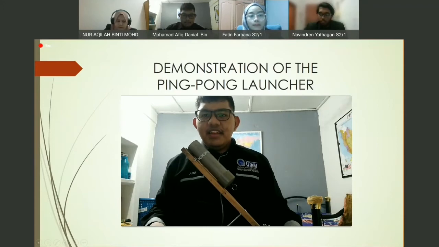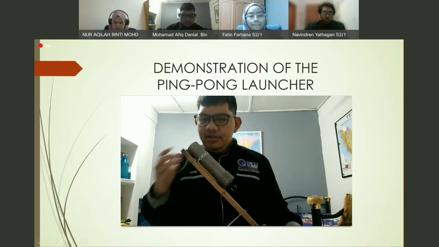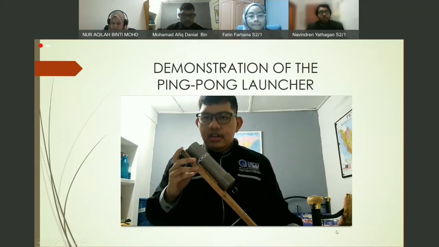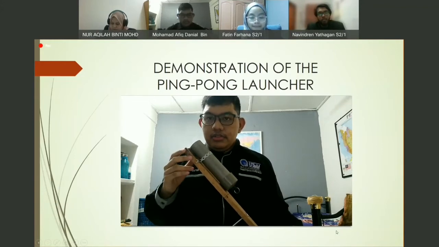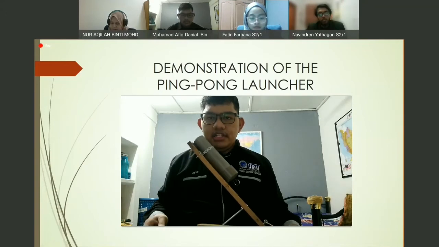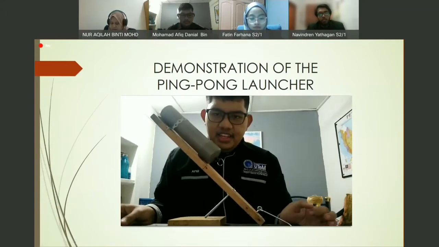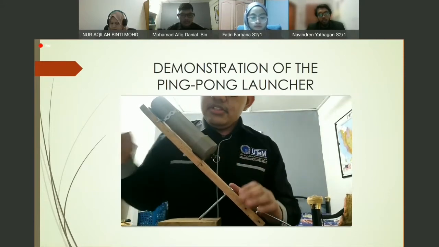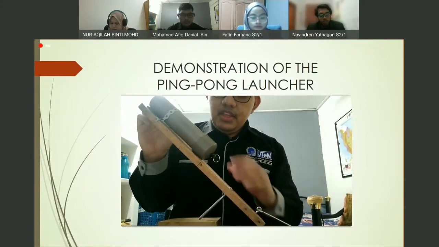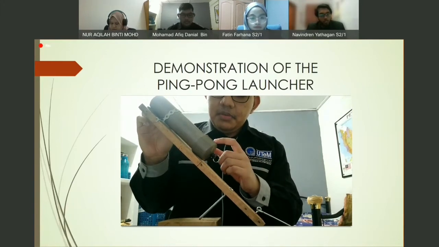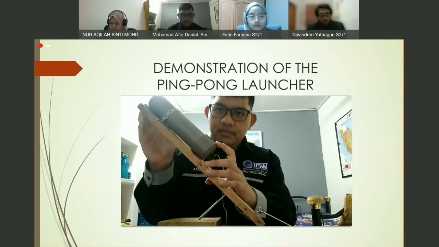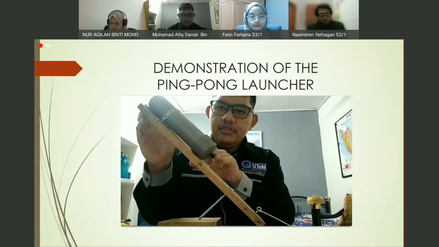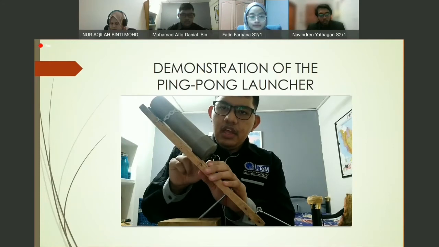Hello, my name is Muhammad bin Nasir. I will introduce to you our ping-pong launcher from my group. As you can see here, we use a PVC tube with a PVC cap here, 40 millimeter. Inside here we have a 25 millimeter cap. Between them we have a spring.